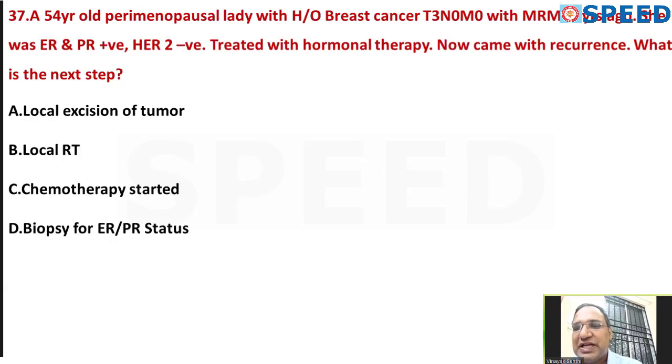Because earlier this patient was ER/PR positive and still continues to be. Now, before you do a local excision, again a biopsy should be done. That is my opinion. And when you do a biopsy, it is better to assess the receptor status to proceed further, whether to go in the line of surgery again. I feel biopsy will be a better option here rather than going straight for a local excision of the tumor.